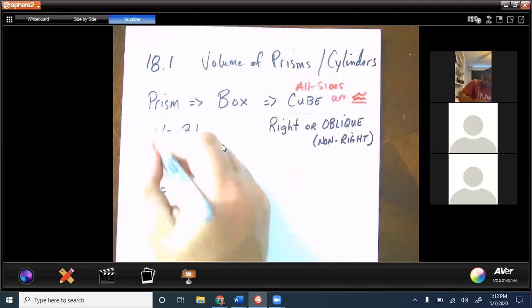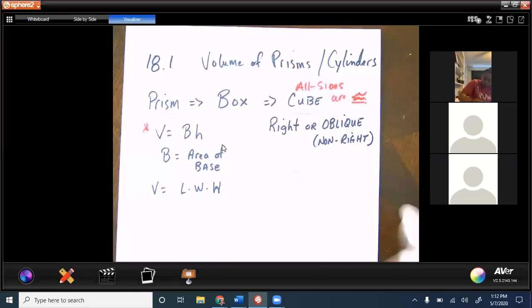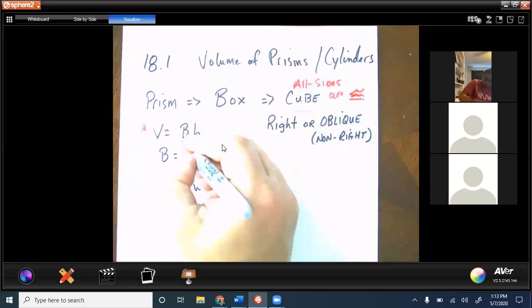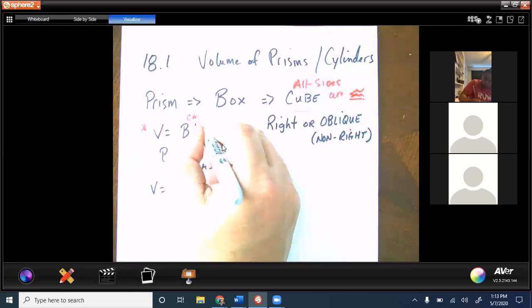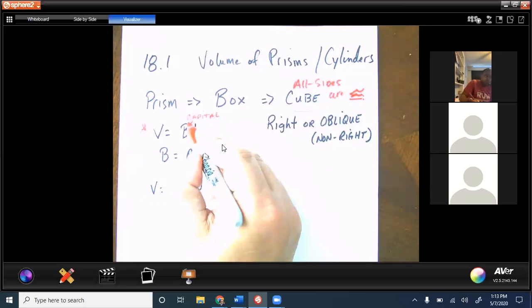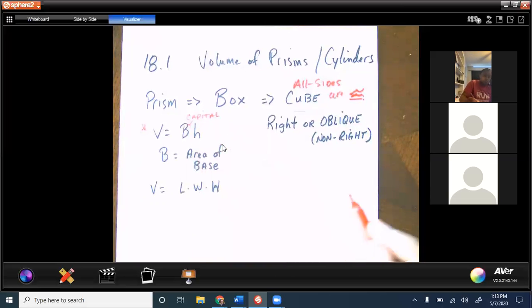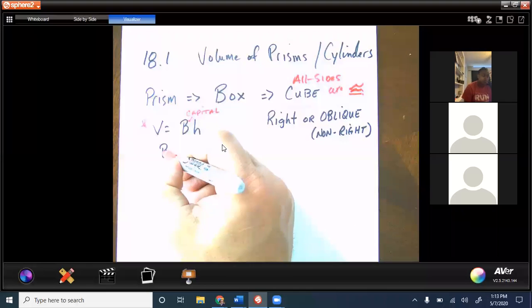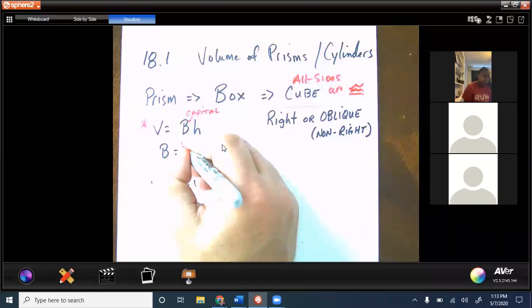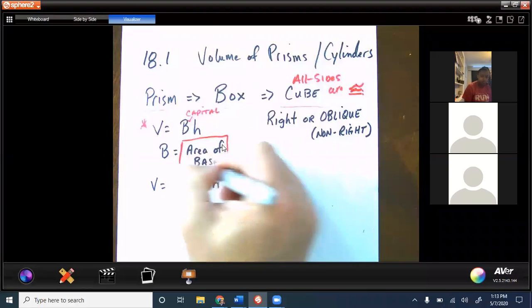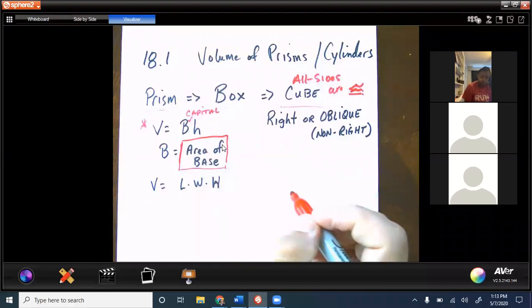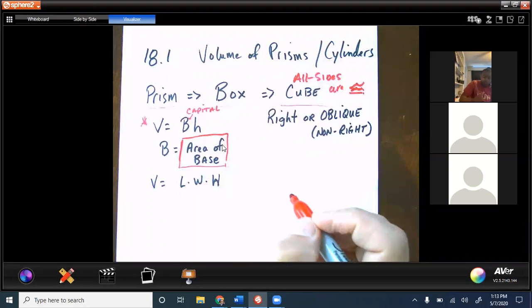All right, so the volume formula for a prism is volume is equal to, now that's a capital B. That's a capital letter. And there's a reason. That signifies that it represents another formula. So it's almost like a formula inside of a formula, the area of the base. And so capital B equals the area of the base. Now that's important because the base of the figure can change.